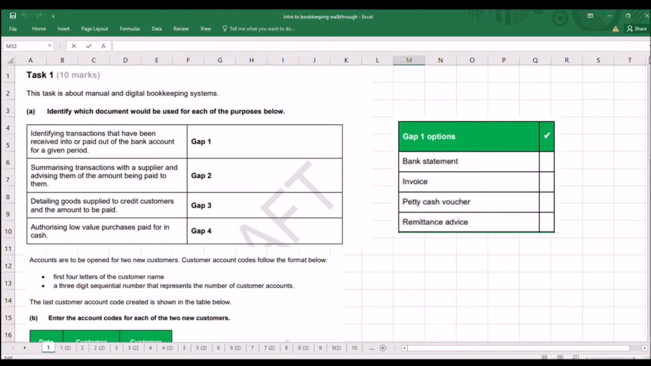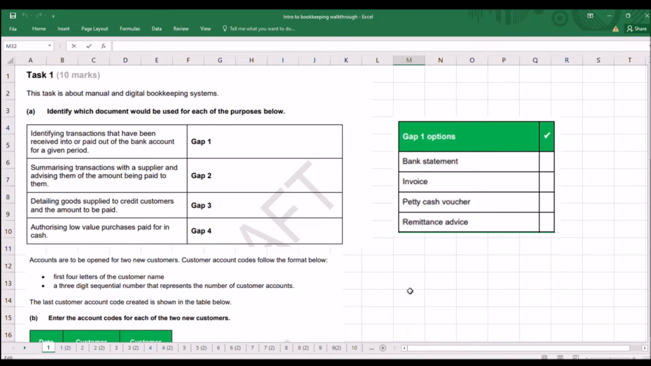So this is the AAT Practice Assessment for Introduction to Bookkeeping. I'm going to show you the questions. You can pause and answer the questions, and then I'll give you the answers. We'll do question 1, then the answer to question 1, question 2, and then the answer to question 2. So we're going along.